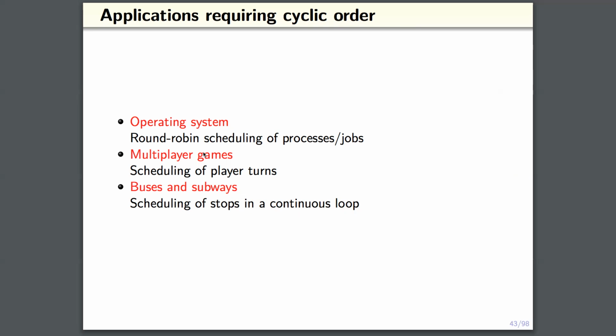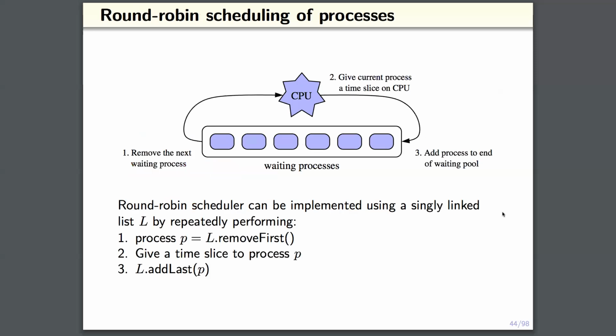Or consider your buses and subways. They go in a loop, right? Maybe you want to process some data there in a continuous looping fashion, cyclic order, right? Okay, now let's consider round robin process scheduling in operating systems.